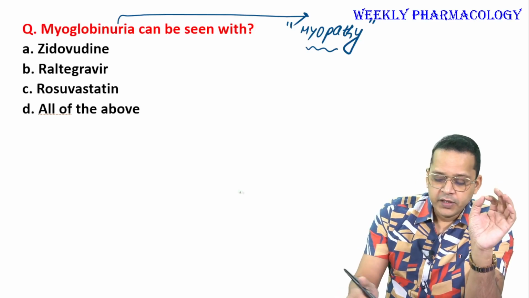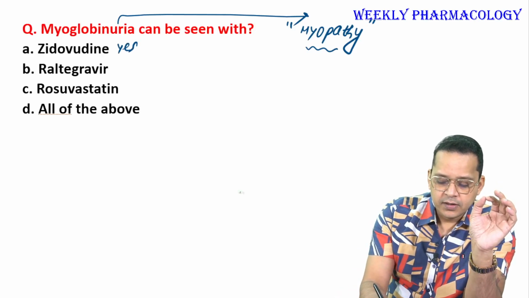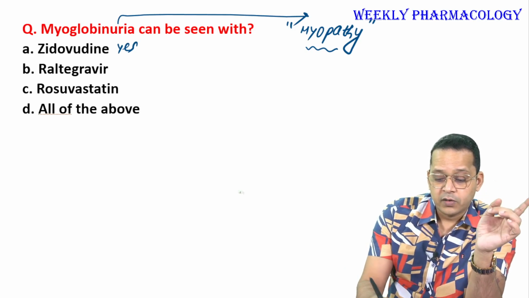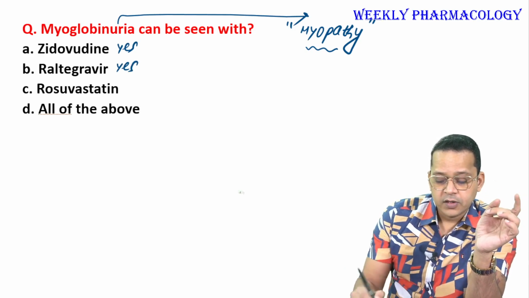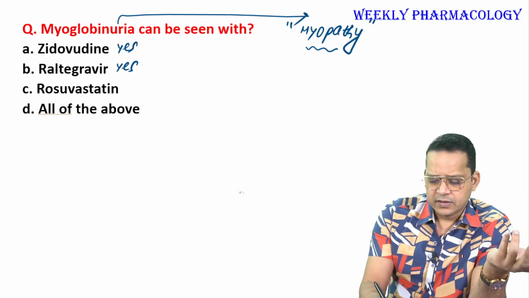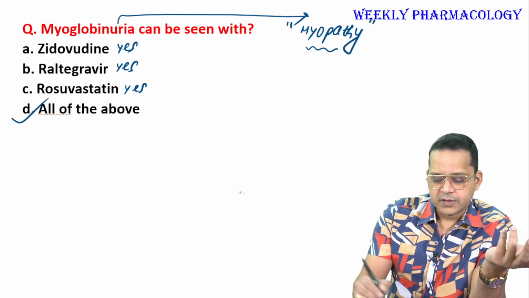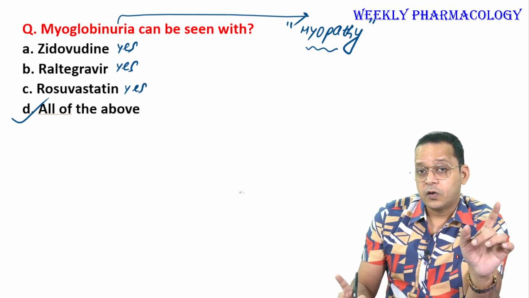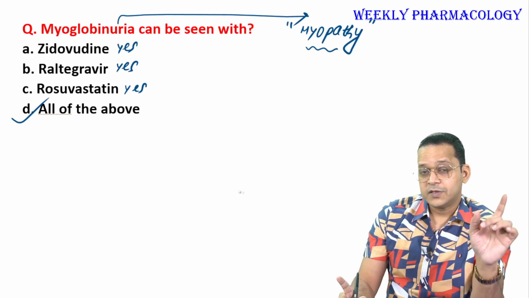Guys, zidovudine, does it cause myopathy? Yes, it can cause. Raltegravir, R for raltegravir, R for rhabdomyolysis. I taught you like that. Yes, it can cause. Rosuvastatin, this is statin. All statins can cause myopathy. So what is the answer? All of the above. Never underestimate the power of all of the above. All of the above is very powerful, right?